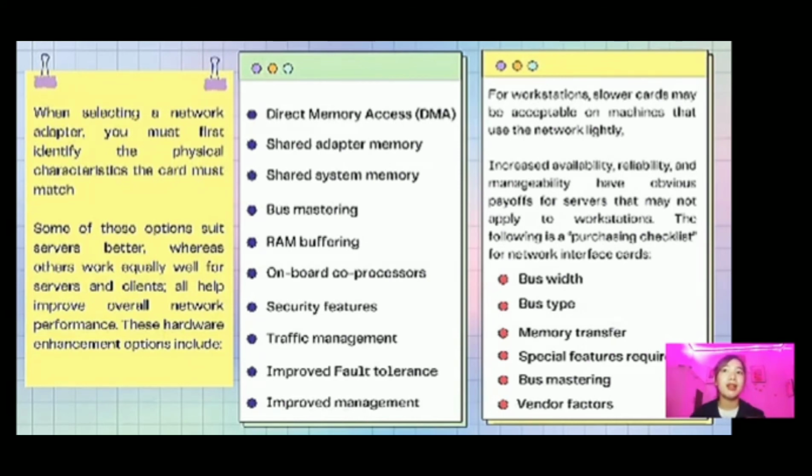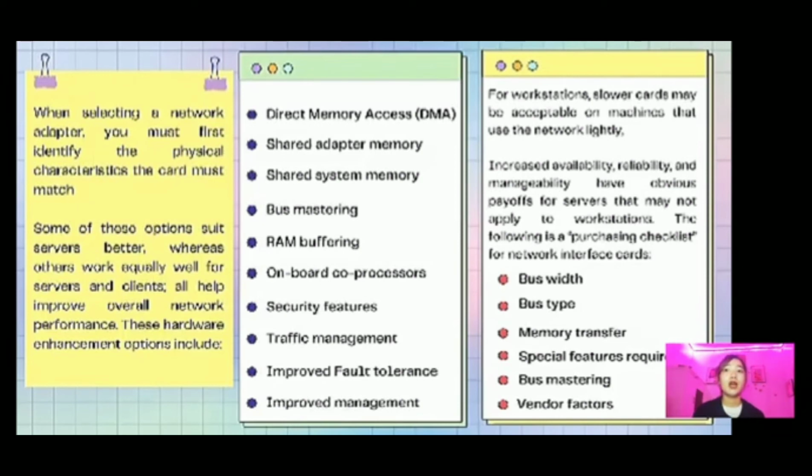So in RAM buffering, it means that the NIC includes additional memory to provide temporary storage for incoming and outgoing data that arrives at the NIC faster than it can be shipped out. So this speeds overall performance because it lets the NIC process data as quickly as it can, without having a pause occasionally to grab or send more data.